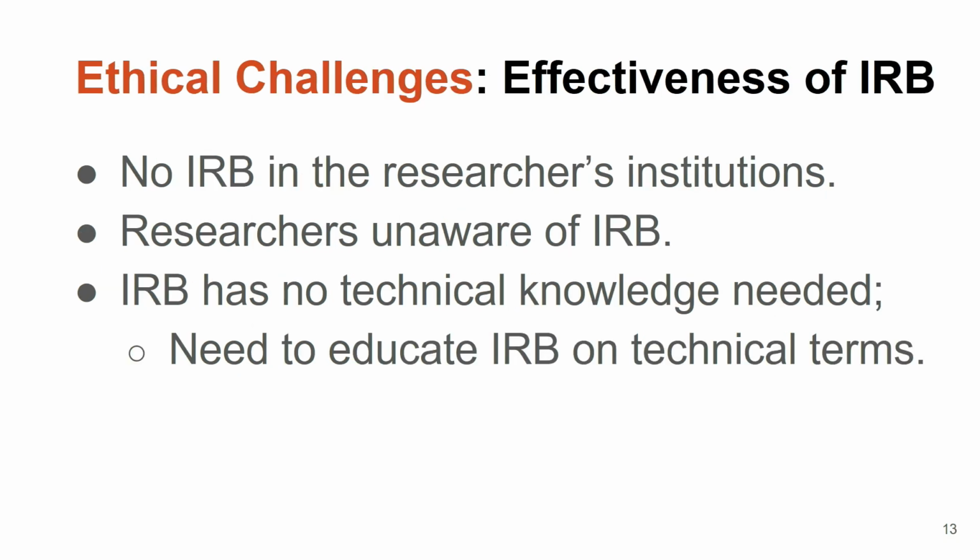The next ethical challenge is the effectiveness of IRB. Some institutions have IRB while others do not. But even if an institution has IRB, some researchers are not aware of it. And it is also very difficult for IRBs to find all the ethical problems in the publication because IRB members do not have the needed technical knowledge. So the institutions have a responsibility to educate IRB on technical terms.